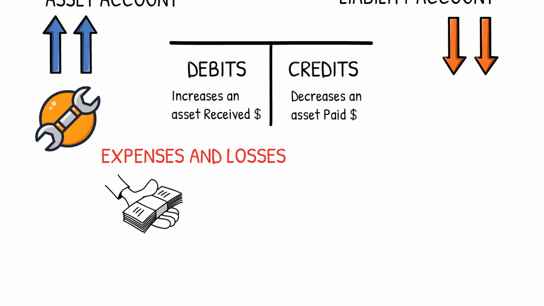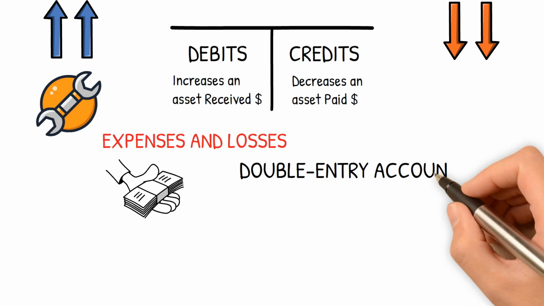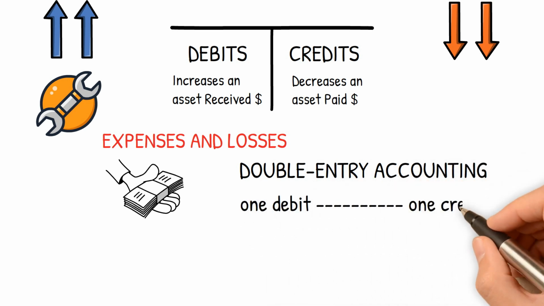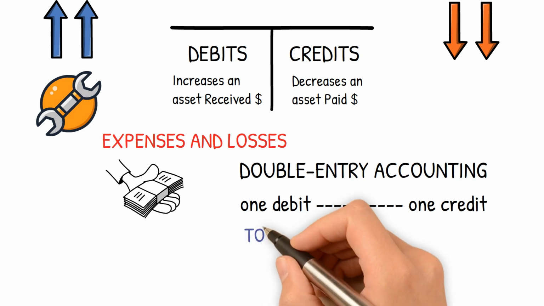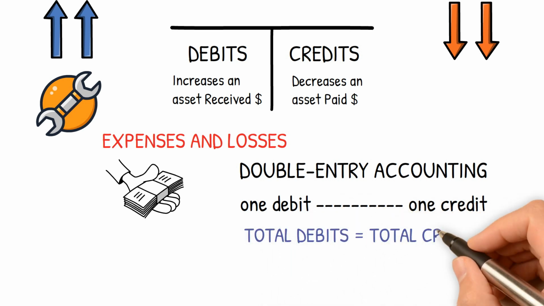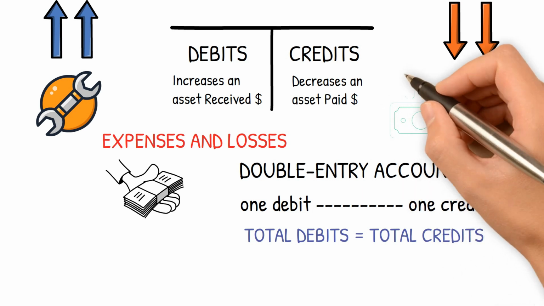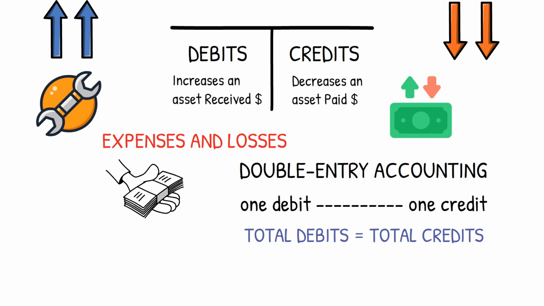For example, when a business pays rent expenses for the month, the rent expense account is debited, and the cash account is credited. It is important to note that in double entry accounting, every transaction must have at least one debit and one credit. The total debits must always equal the total credits per the fundamental accounting equation. Debits and credits are used to keep track of the flow of financial transactions within a company and ensure that the financial statements accurately reflect the company's financial position and performance.